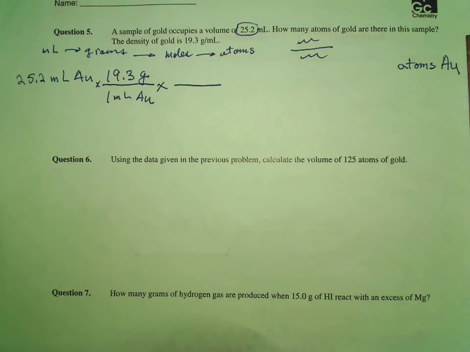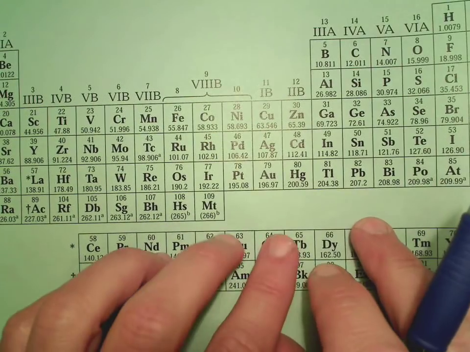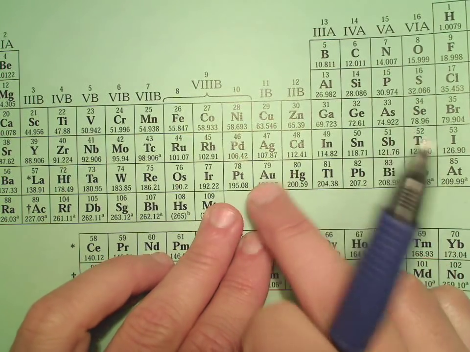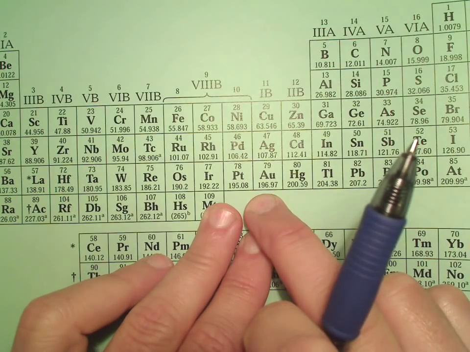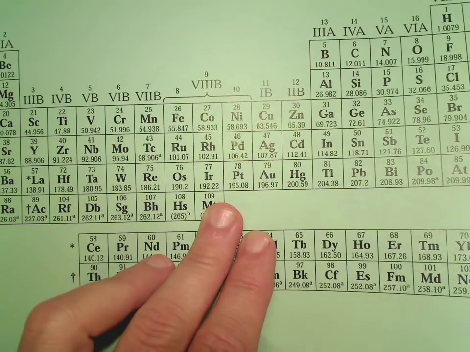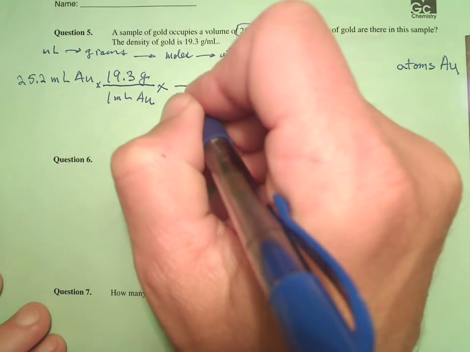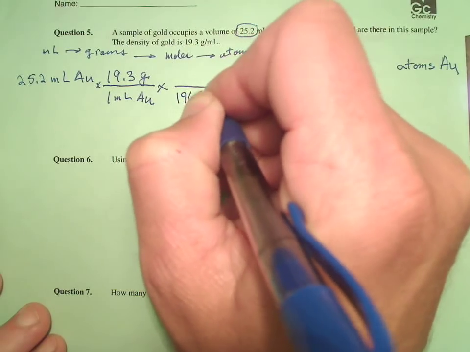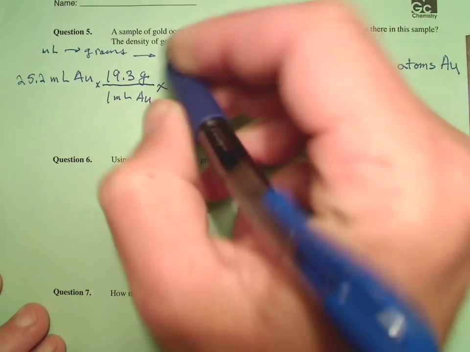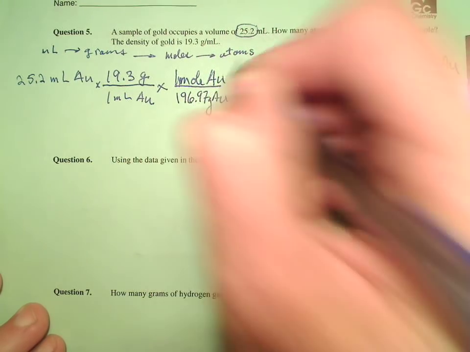So where do I get that? You guessed it, handy dandy periodic table. Let's find gold. There she is. 196.97 is the molar mass of gold. So I know 196.97 grams of gold is 1 mole of gold.